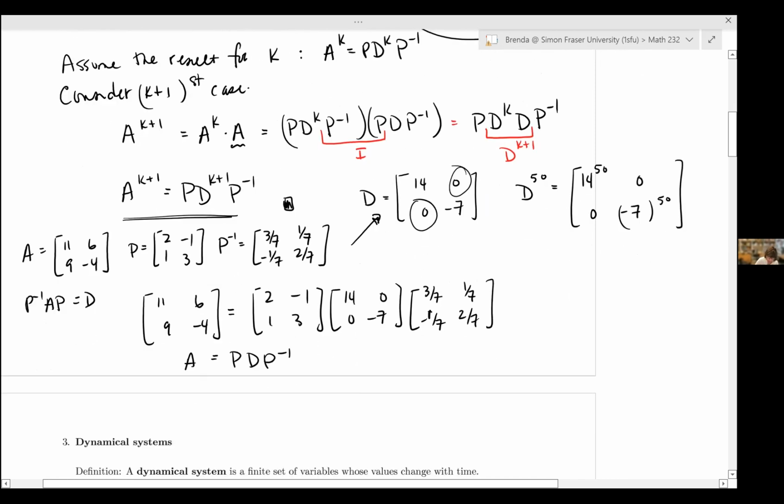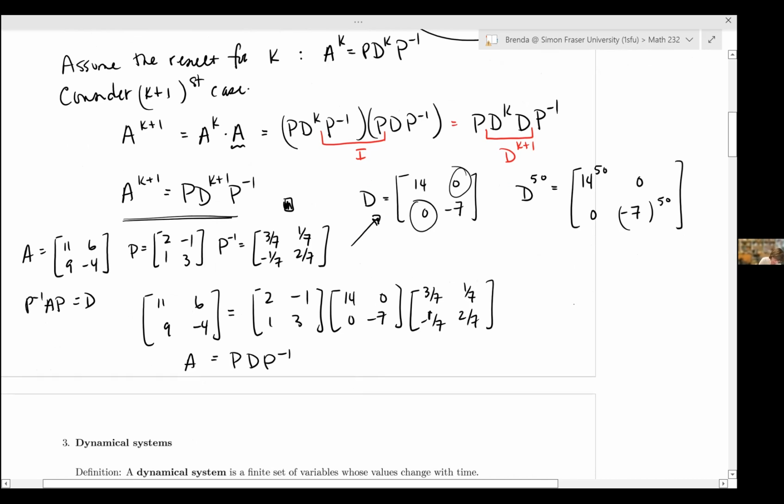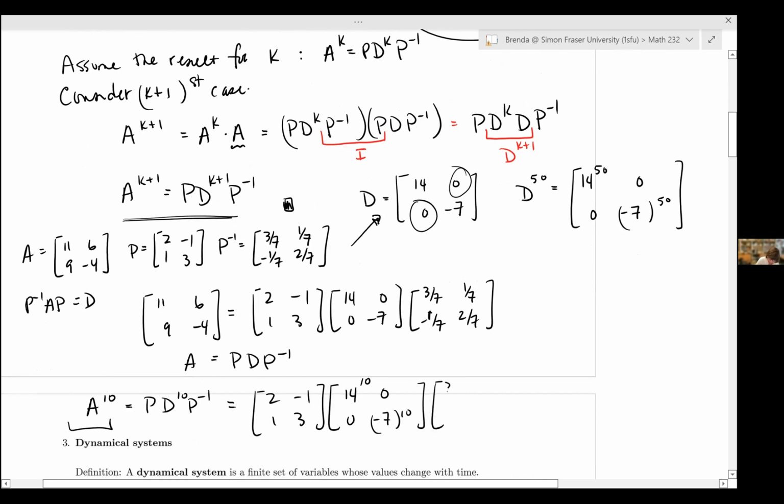Now my goal, let's just say, is to compute A to the 10. So A to the 10 is going to be P D to the 10 P to the minus 1. I don't have to multiply A by itself 10 times. I will have here 14 to the 10, that's a big number, and minus 7 to the 10, and then I will simply multiply that by this guy here. And I'm done.